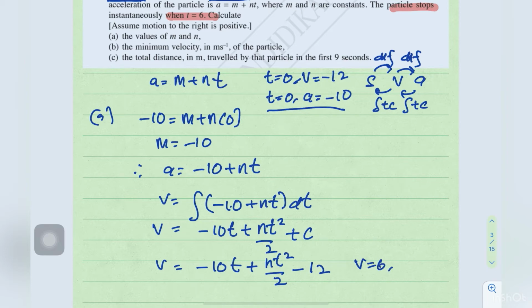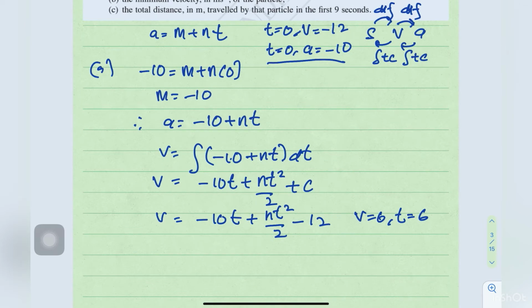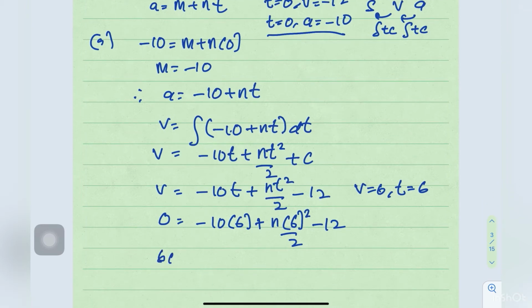Now given more information, the particle stops when t equals 6, so v equals 0 when t equals 6. We substitute into the function of v: 0 equals negative 10 times 6 plus n times 6 squared over 2 minus 12. Then we solve this one: 60 plus 12 equals 18n, so n equals 4. So m equals negative 10 and n equals 4.